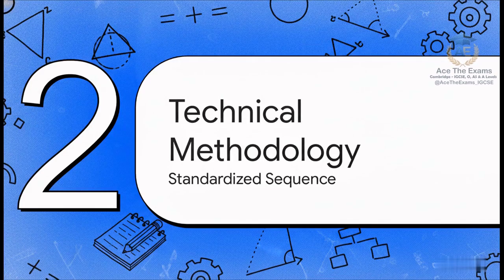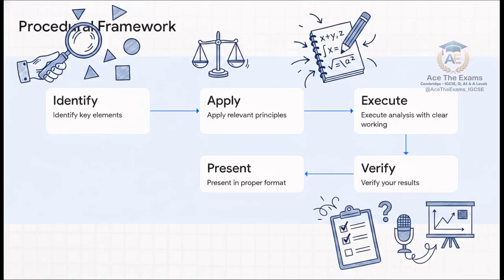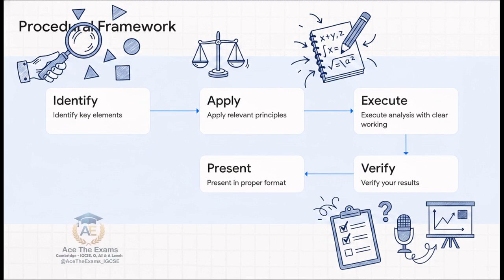Section 2. Technical Methodology. The Standardized Sequence. Let's see how all that theory actually builds into a highly reliable 5-step procedural framework that you can deploy the second you sit down in the exam. Step 1. Identify the key elements of the question. Step 2. Apply the relevant mathematical principles. Step 3. Execute your analysis with crystal clear working. Step 4. Verify your results. Step 5. Present it all in the appropriate format.